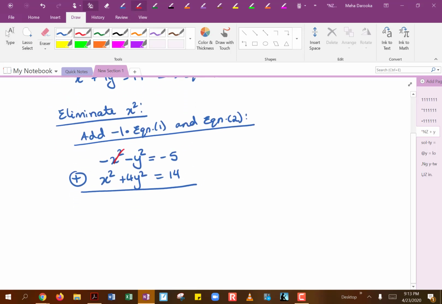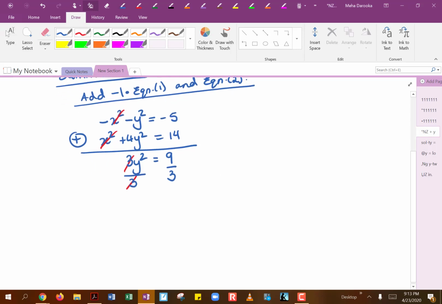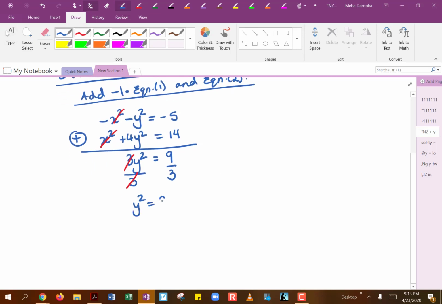Of course, your -x squared and +x squared will cancel each other out. Positive 4y squared minus y squared will end up giving us 3y squared. And then 14 minus 5 will of course end up giving us 9. Now of course we want to find the y value, right? So the first thing we want to do is isolate the y squared. So let's go ahead and divide both sides by 3, and we will end up getting y squared equals 3.